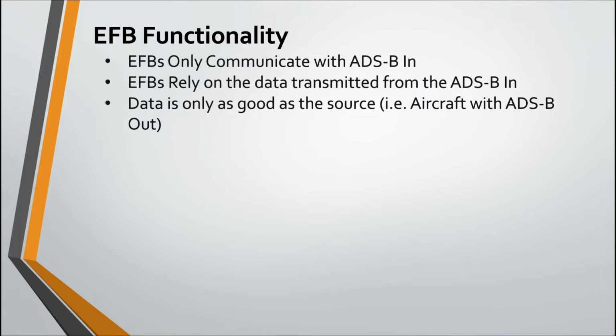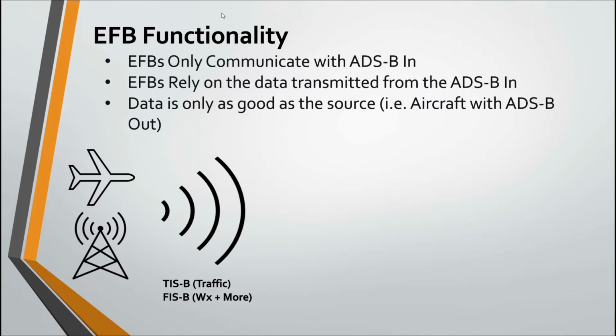Next, let's go over EFB functionality. EFBs only communicate with the ADS-B In portion of the ADS-B network. Even if an ADS-B device is In and Out equipped, EFBs such as iFly EFB are only going to take data from the receiver, or ADS-B In portion. EFBs rely on the data transmitted from the ADS-B In, and the data is only as good as the source. As an example, we saw the ground station transmitting the FIS-B data and the aircraft with the ADS-B Out. That would be an example of the source.